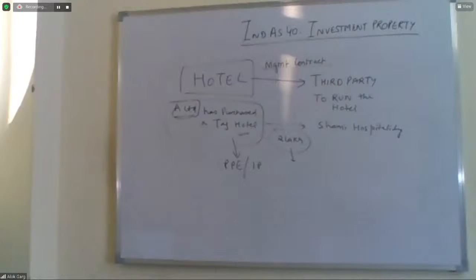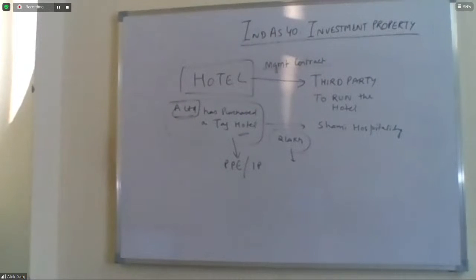Kaustav is saying, sir, in your example, A Limited, it is an investment property, right? Pujita is saying, sir, in case of semi-hospitality, is it an investment property? Pooja, in the books of the semi-hospitality, it will be shown as property, plant and equipment. In the books of A Limited, it will be shown as an investment property.